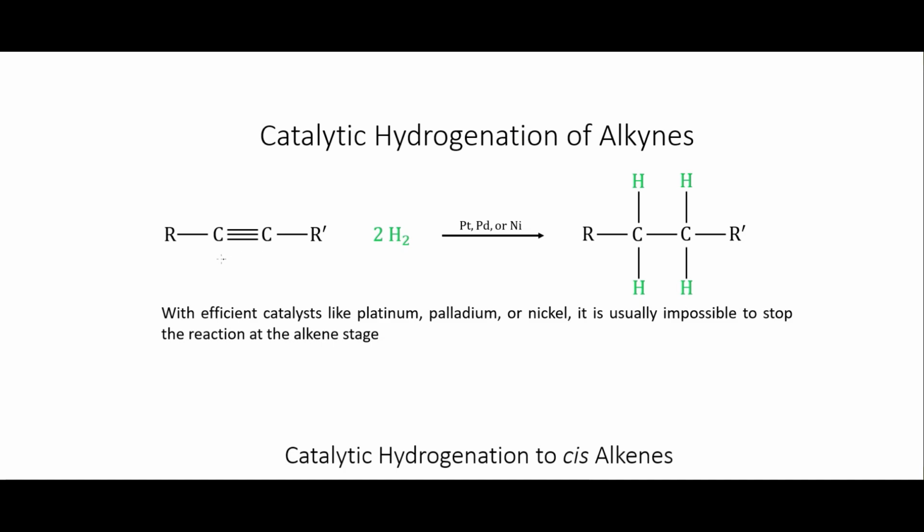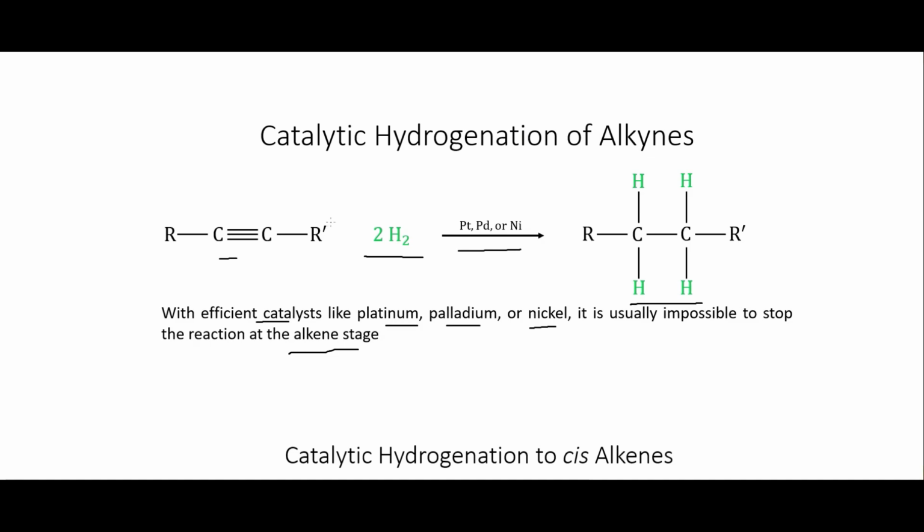We have this triple bond here, so it's a 1 to 2 molar ratio. We still use a platinum, palladium, or nickel catalyst, and we end up adding these four hydrogens across this bond to end up making the single bond. With these efficient catalysts like palladium, platinum, or nickel, it's usually impossible to stop the reaction at the alkene stage. If we wanted to just go from a triple bond to a double bond, this would be difficult or impossible to do with just this setup.